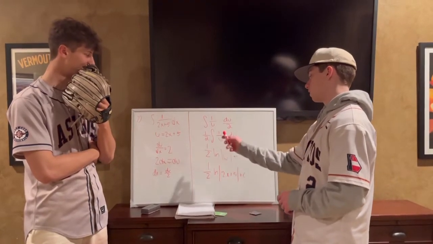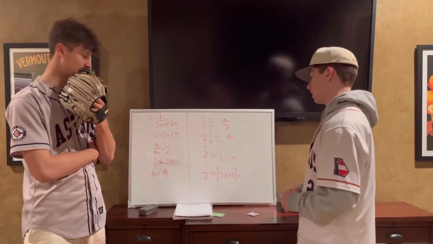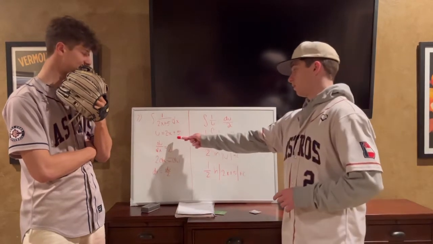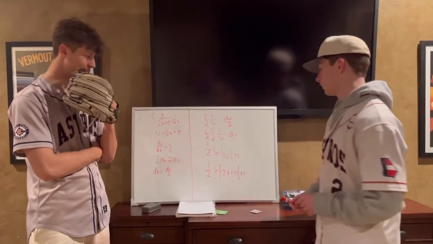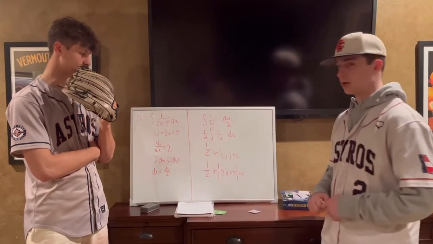So you can then make it 1 over 2 natural log of u plus c, and then you sub back in the original u value, so it ends up being 1 over 2 natural log of 2x plus 5 plus c.